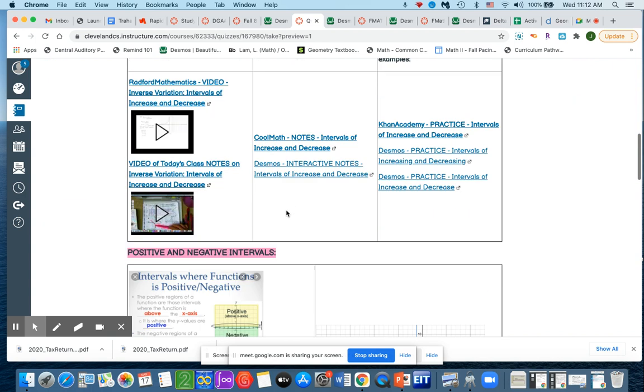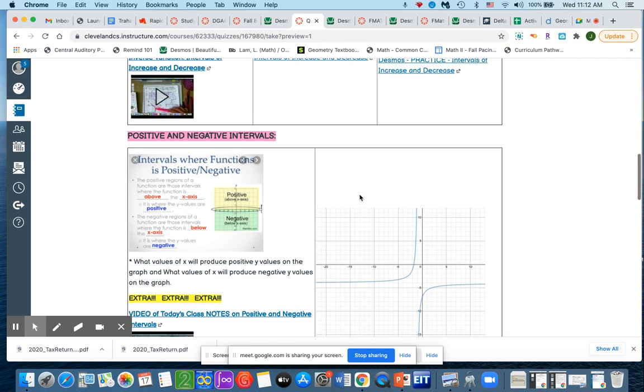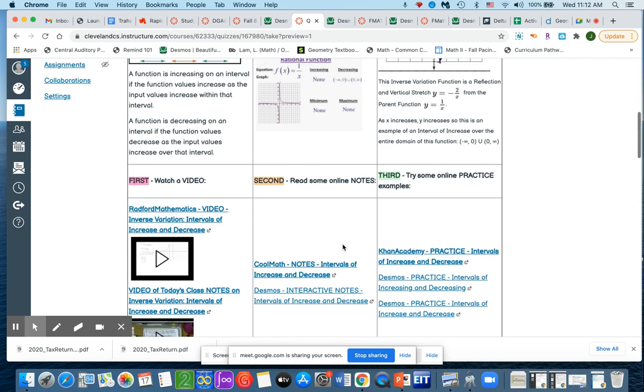The bottom of the screen is talking about a completely different concept, and that's talking about positive and negative Y values. So that's why I was thinking you might be confused as putting these all into one lesson. So they're two different things.